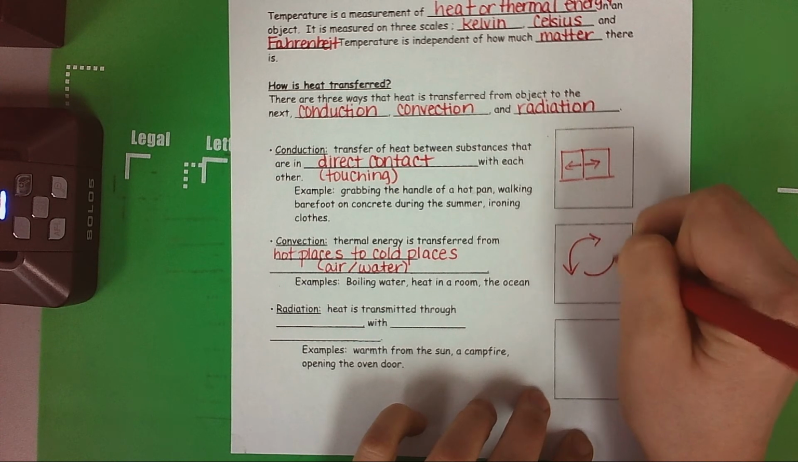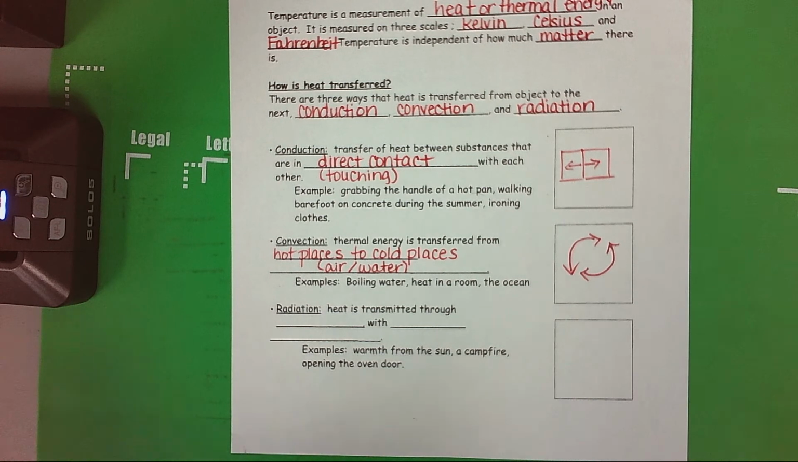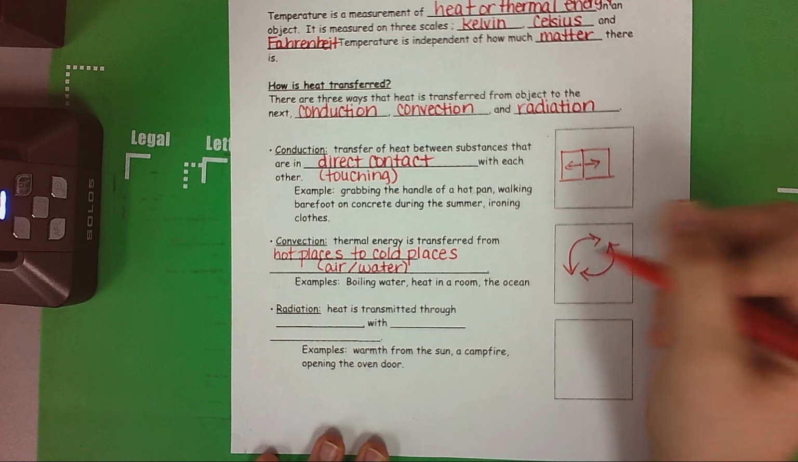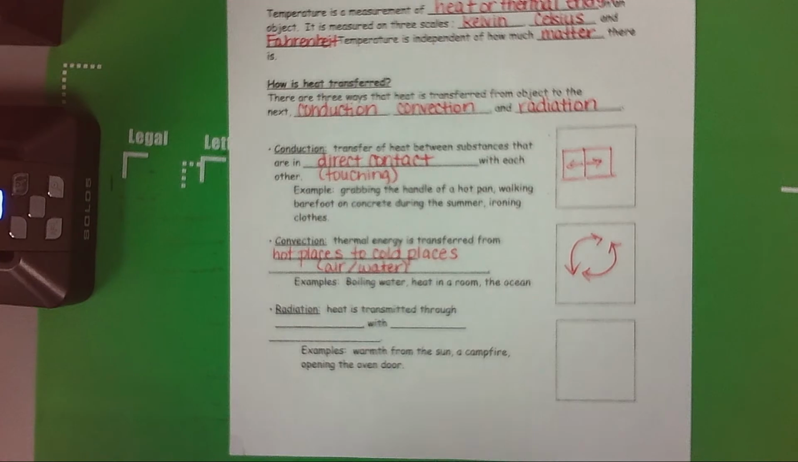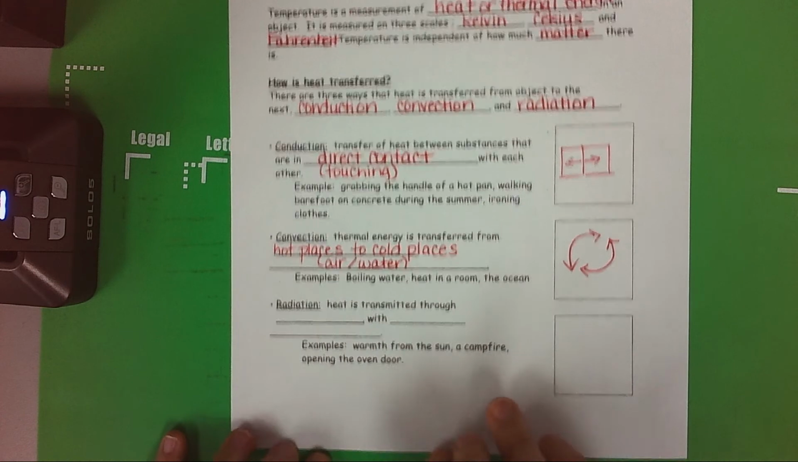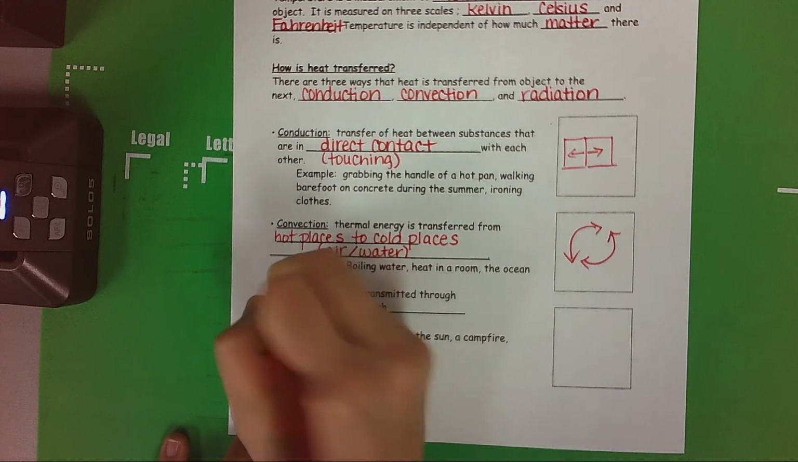Okay, so in the mantle, remember that heat was moved through the mantle, and that was a very thick liquid. And so when it's hot, it rises, and when it's cold, it sinks. So it's pushing that matter around, and that's how the heat is being transferred, by the movement of the air or the liquid.